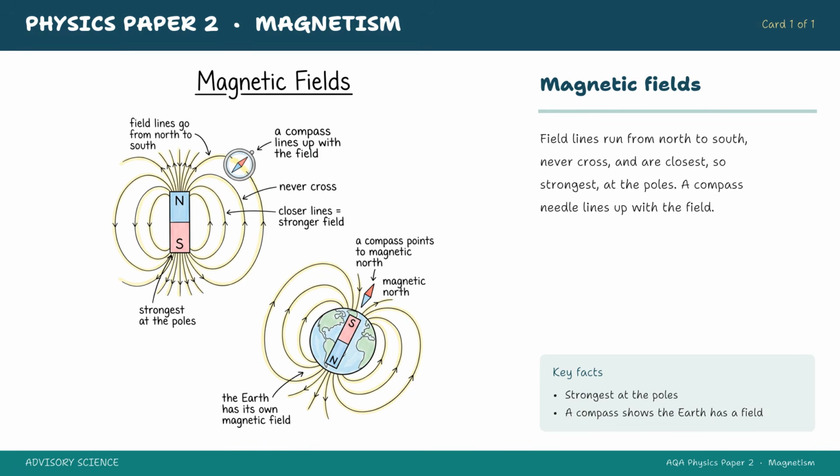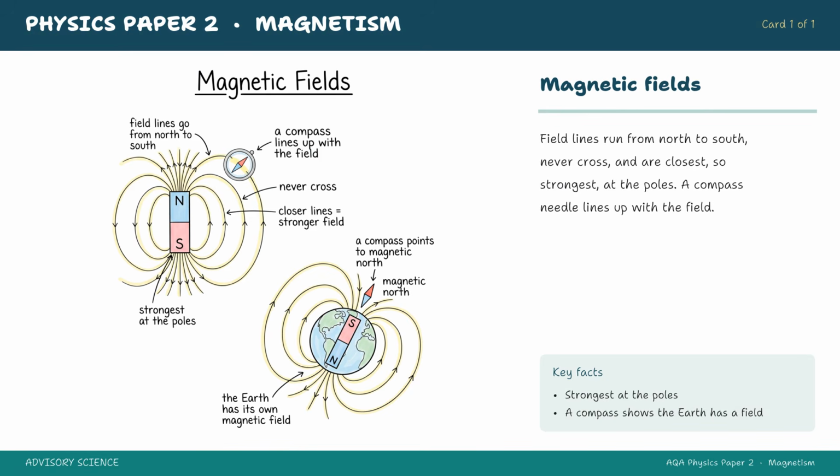You can find the shape of a field with a small plotting compass, because a compass needle is itself a tiny magnet, so it lines up along the field line. A compass is also the evidence that the Earth has its own magnetic field. It always swings to point north because the Earth behaves as if it has a giant bar magnet inside of it.